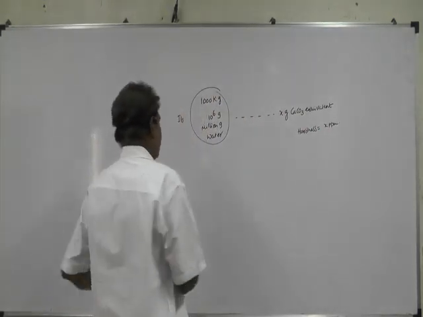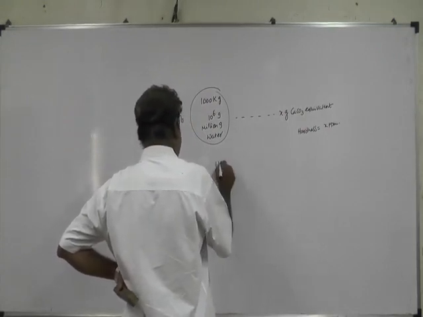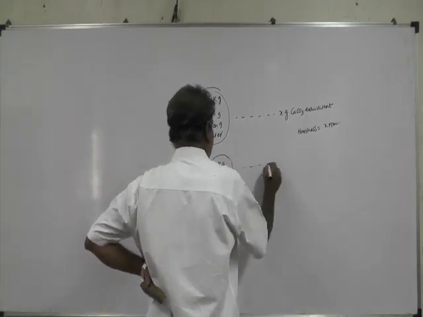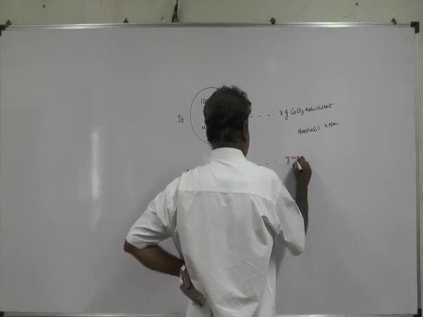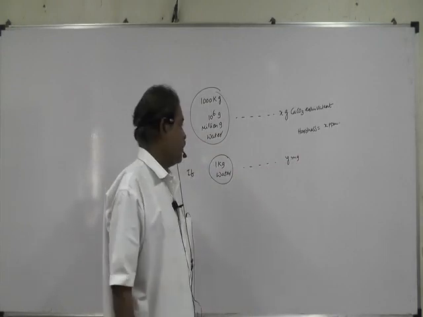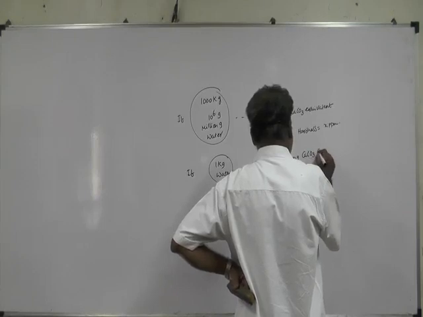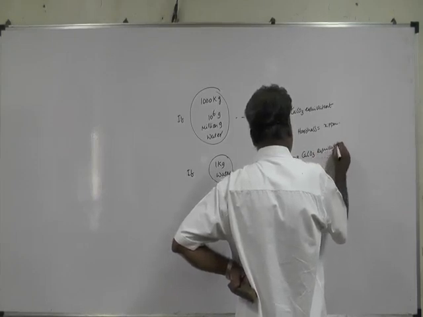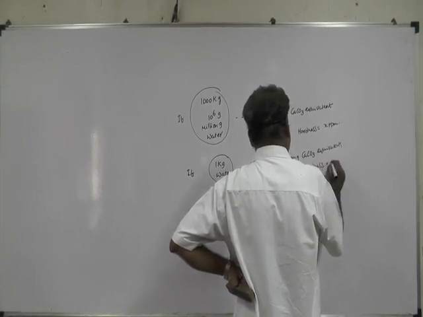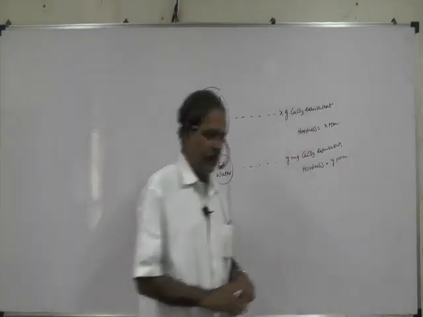Next, 1 kg. If 1 kg water, the same thing, contains Y milligrams. This is 10 power 3, this is 10 power minus 3. The ratio is once again 10 power 6. Y milligram calcium carbonate equivalents. The hardness is said to be Y ppm. Make a note, please.